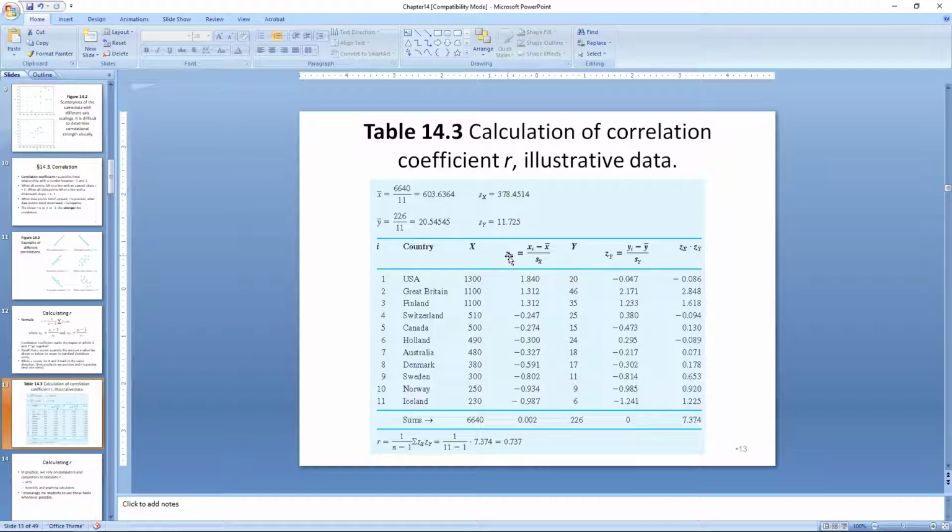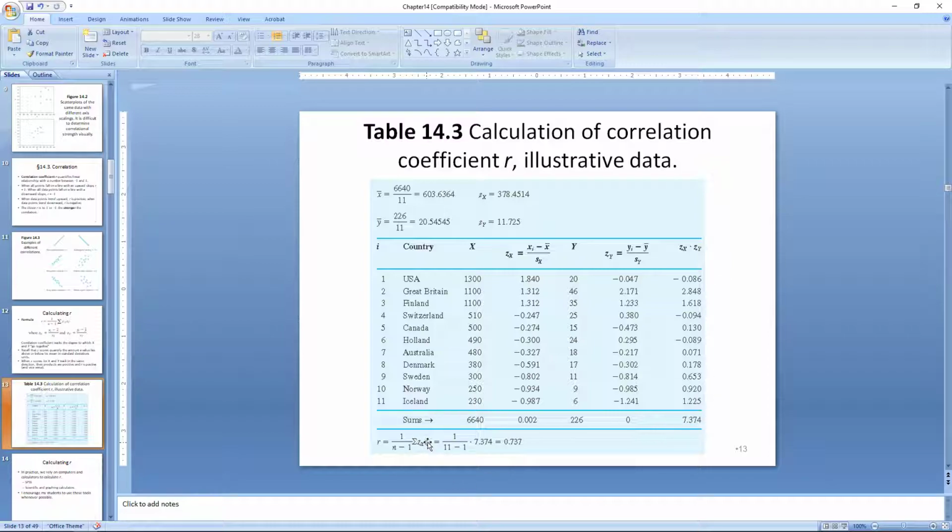And now we figure out our zx value, where we take the xi value, like your 1300, minus your x bar value, divided by the standard deviation, and that's what this column is telling us here. Here is our z of x value with the total at the bottom, our z of y value with the total at the bottom, and our z of x times z of y value over here.